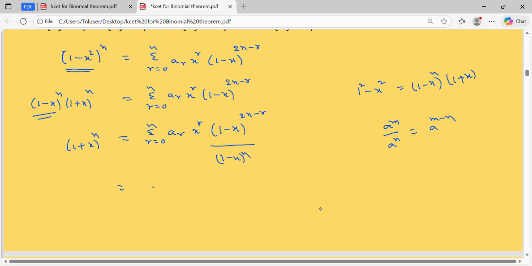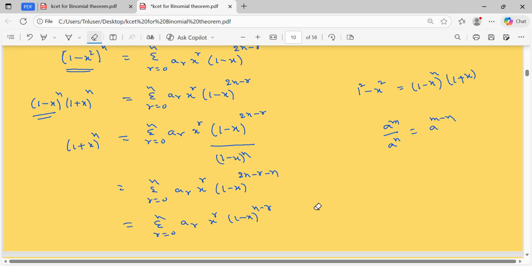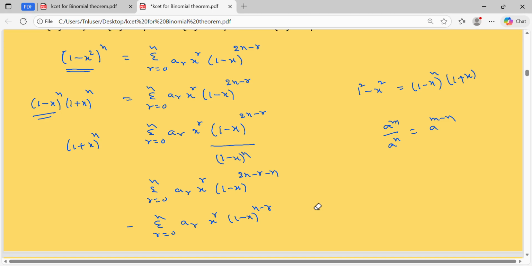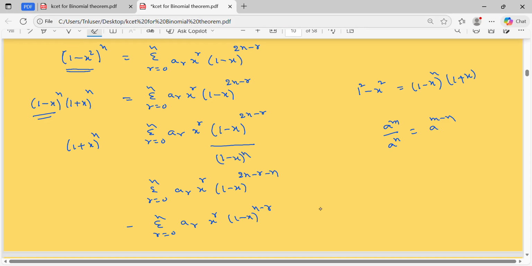Next step, sigma r equal to 0 to n ar x power r (1 minus x) whole power 2n minus r minus n. So 2n is a positive number and n is negative, then subtract them, we get n. This can be written as sigma r equal to 0 to n ar x power r (1 minus x) whole power n minus r. This is the LHS answer. Similarly simplify the RHS answer.